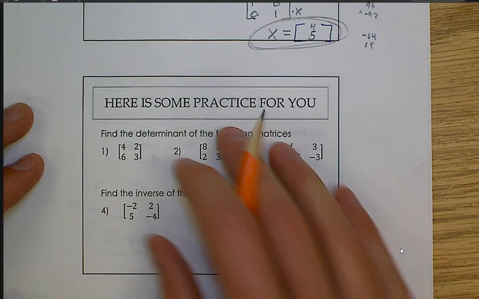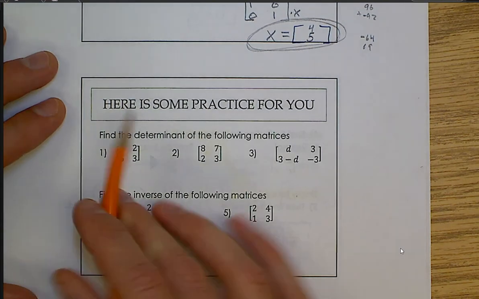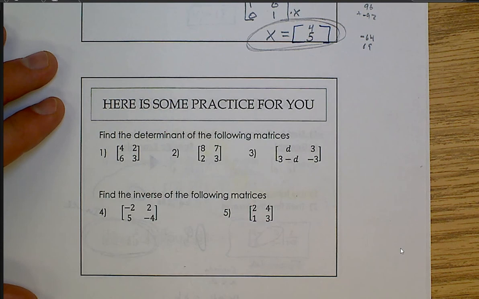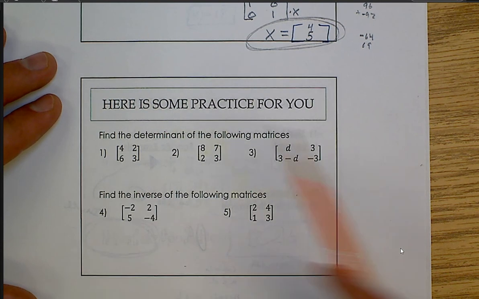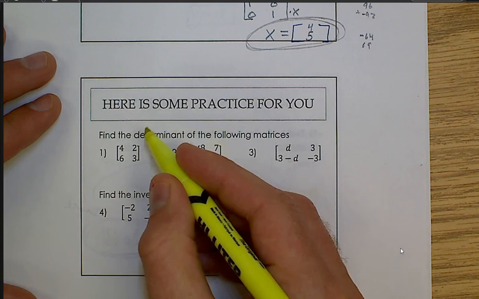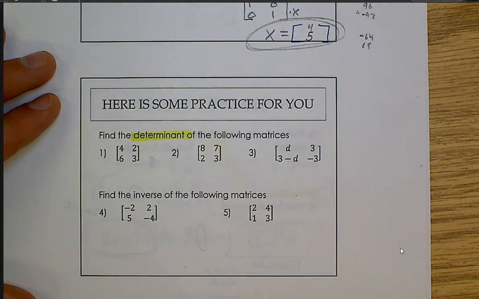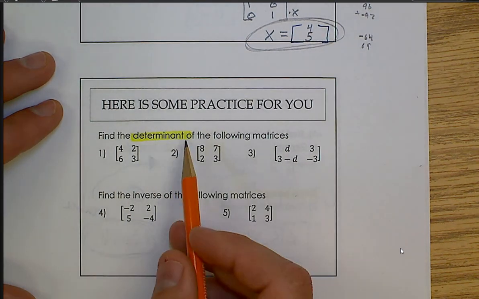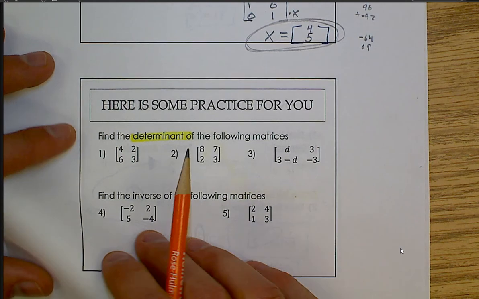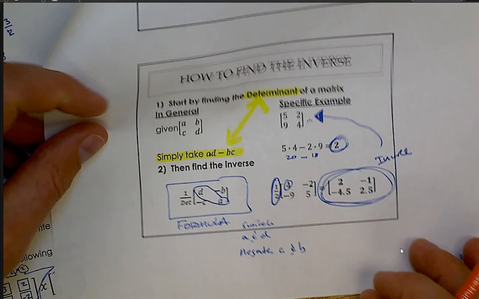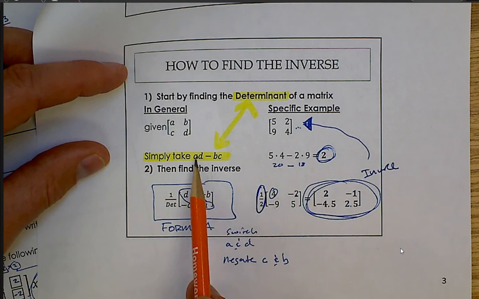I'm going to ask that you try it on your own, and I even labeled it, here's some practice for you. So on 1, 2, and 3, I want you to just find the determinant. All right? I want you to practice the determinant. Now, if you need to look back and remember what the determinant is or how to find it, go ahead. It should be right here. There's your determinant: A times D minus B times C, and that's all I want.